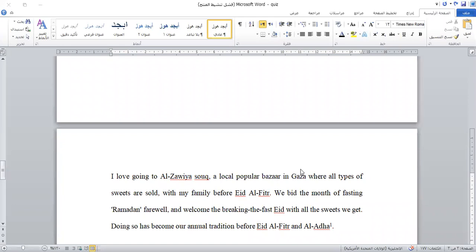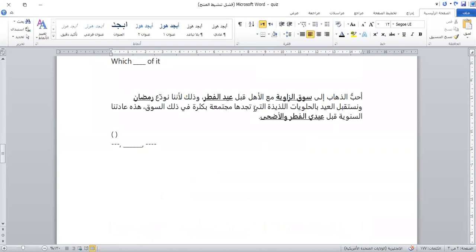Yes, Mariam. When we say about Souq al-Zawiya that all types of sweets are sold, I feel like we are framing it because it's not just about sweets. There are many things in it, right? What does the source text say? Can you read? Yes, the writer is concerned about the sweets, but Souq al-Zawiya is again to define it. Mariam, read the text for me. Read the highlighted part. ونستقبل العيد بالحلويات اللذيذة التي تجدها مجتمعة بكثرة في ذلك السوق.